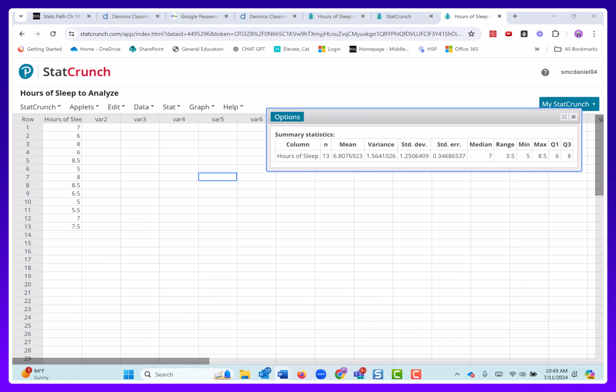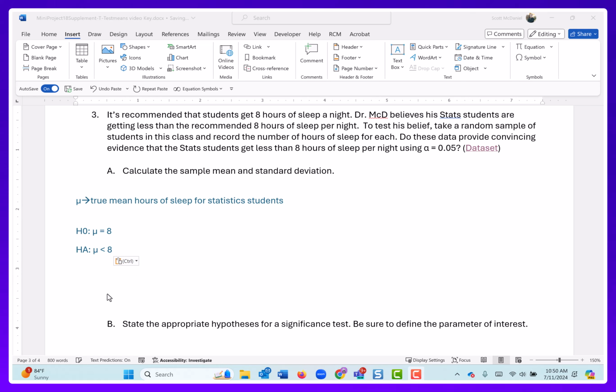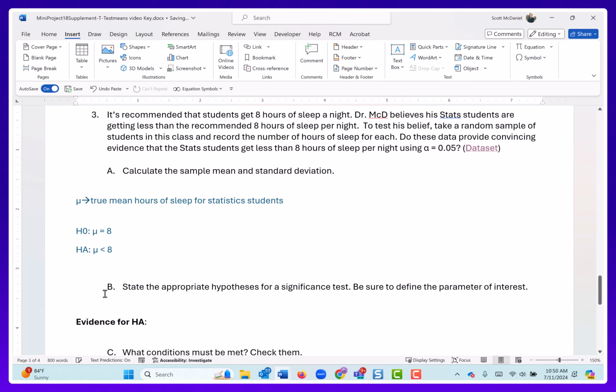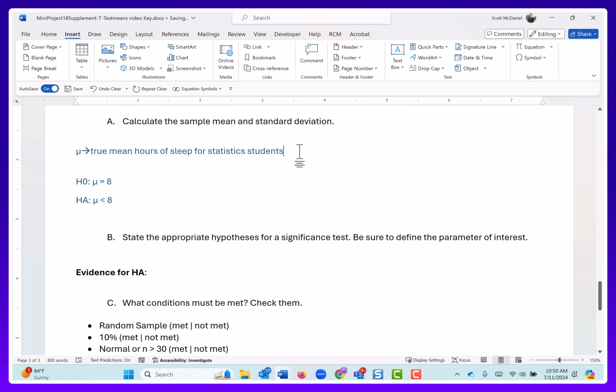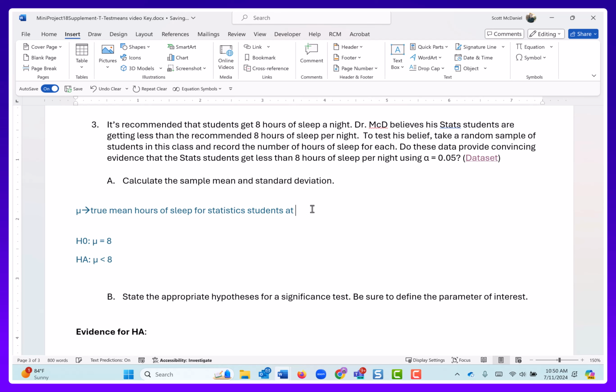So our H0 is that the mean, the mu, equals 8. And what about HA? What's the mean? And often, just for my own sanity, I will state what the mu is. This is really for you. It's a good practice to get into. You go ahead and define what our variables represent. So mu is the true mean hours of sleep for stats students. And it probably should say at MTSU.